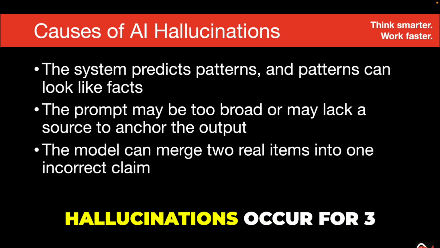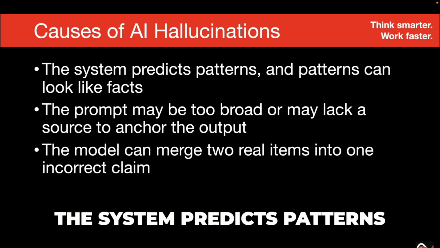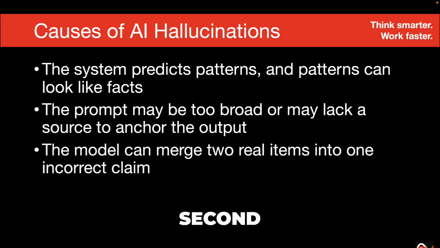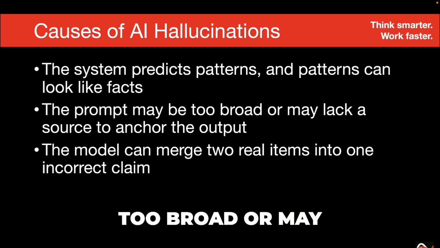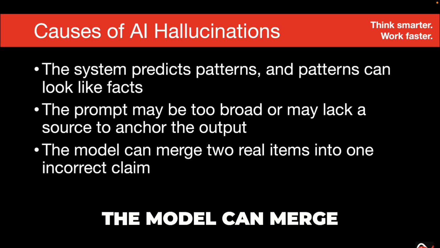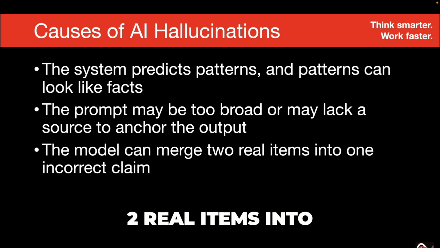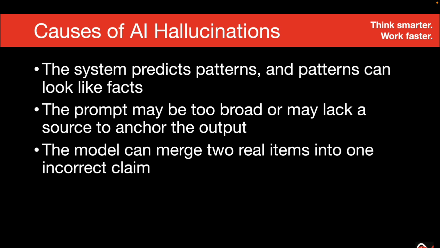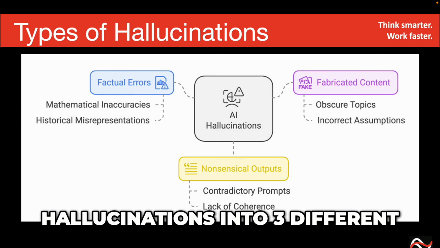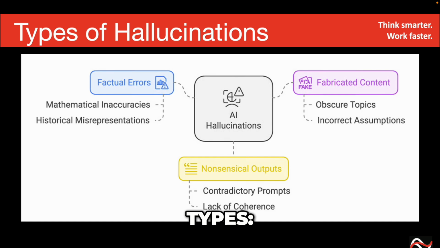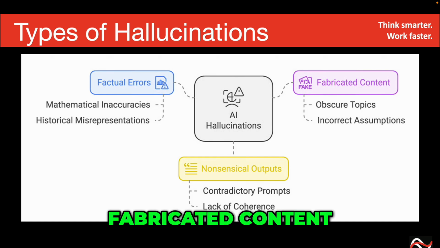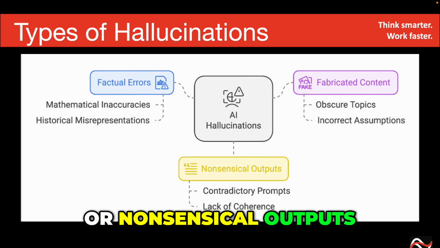Hallucinations occur for 3 common reasons. First, the system predicts patterns, and patterns can look like facts. Second, the prompt may be too broad or may lack a source to anchor the output. Third, the model can merge 2 real items into one incorrect claim. We can broadly characterize hallucinations into 3 different types: factual errors, fabricated content, or nonsensical outputs.